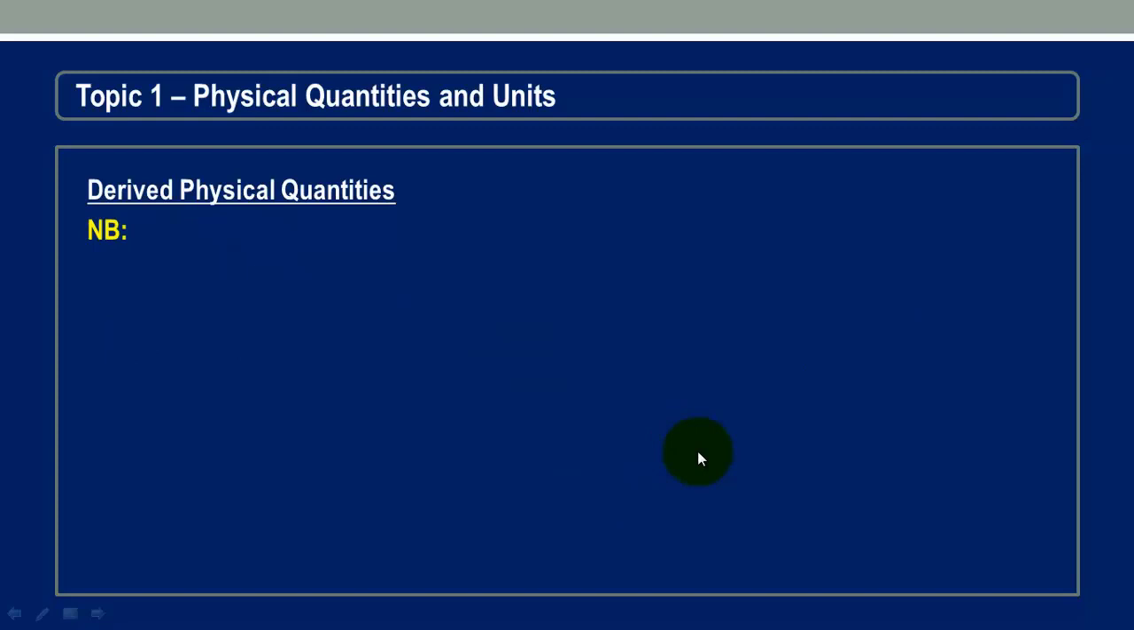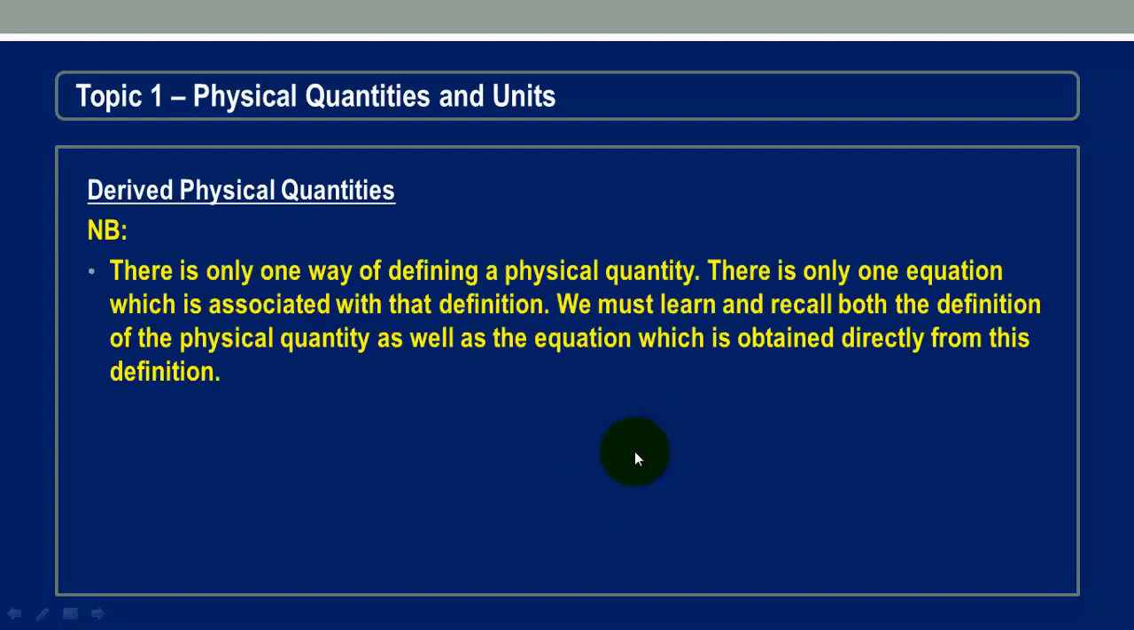Now, we'd like to note a few points about derived physical quantities. The first point to note is that there is only one way of defining a physical quantity. There is therefore only one equation which is associated with that definition. We must learn and recall both the definition of the physical quantity as well as the equation which is obtained directly from this definition.